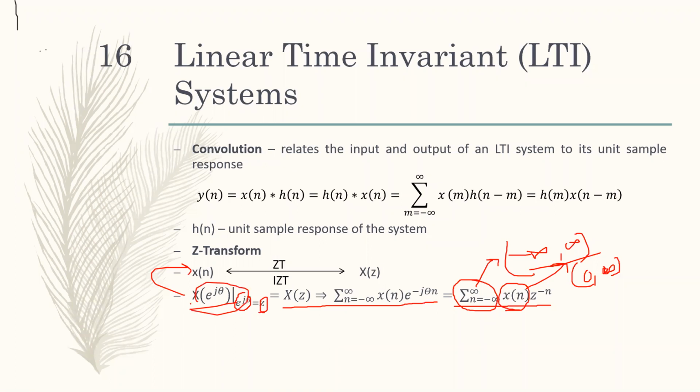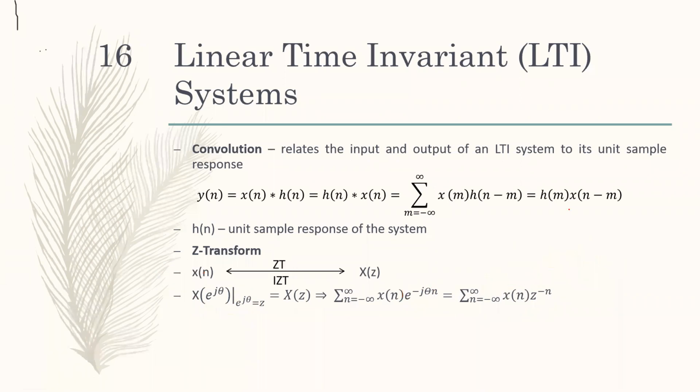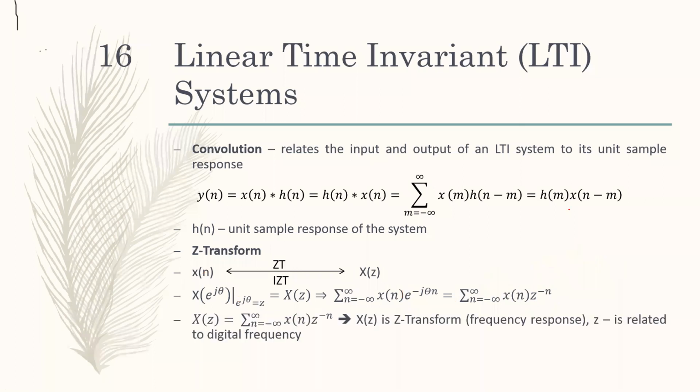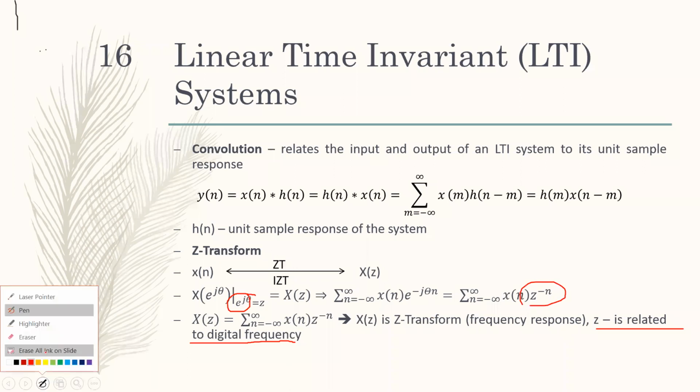So if I know the frequency response of a given sequence, then I can obtain the Z transform by just substituting e raised to j theta in this equation, which turns out to be summation n equal to minus infinity to infinity x of n into z raised to minus n. So this is the equation which is used to solve the Z transform. Now here, Z is related to the digital frequency I was speaking of, because this part gives you the analog equivalent, and the digital equivalent is given with respect to Z.